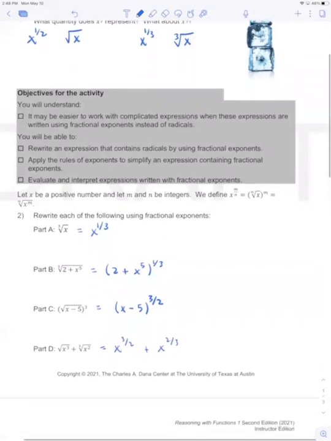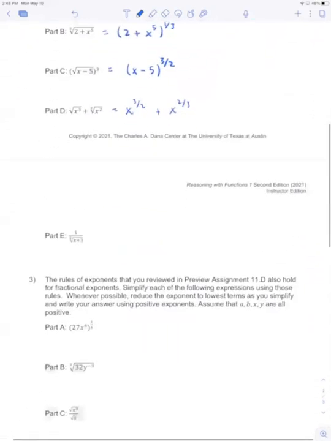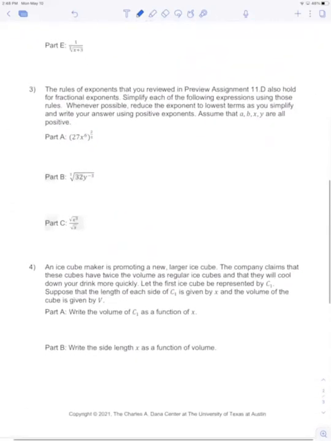And there's one more here. I'm just going to go to the next page and work on part E. This we can do in 2 steps. We can write it as 1 over x plus 3 to the 1/3 power, which we can write as x plus 3 in parentheses to the negative 1/3 power.